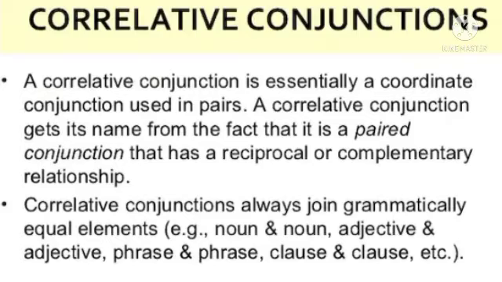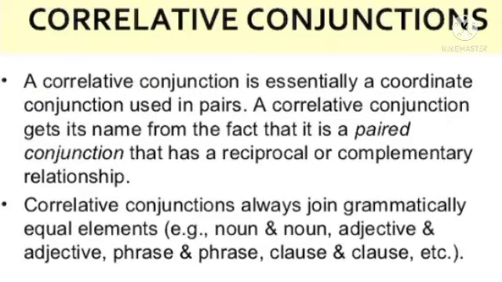Today in this section we are going to discuss another type of conjunction, that is correlative conjunction. In our previous section we have discussed subordinate conjunction, and today we have another topic, that is correlative conjunction. So what is the function of a correlative conjunction? A correlative conjunction is essentially a coordinating conjunction used in pairs.